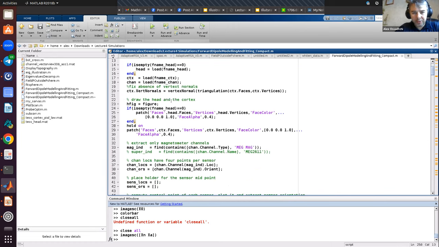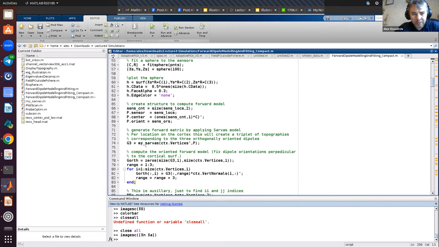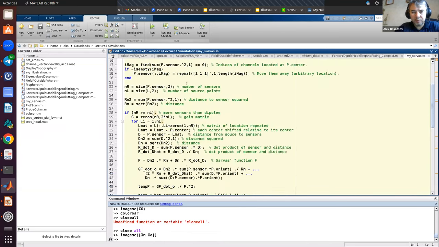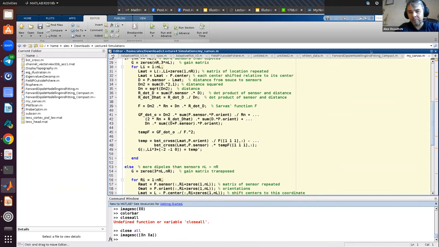But the good thing about the script, as I mentioned, is that it starts from the very basic principles. It basically doesn't use anything beyond the standard MATLAB things. And then it has some functions, for instance, my servos function, which is here again, a very simple function based on what we worked with during the lectures, okay? And this is the forward model, basically the spherical forward model.